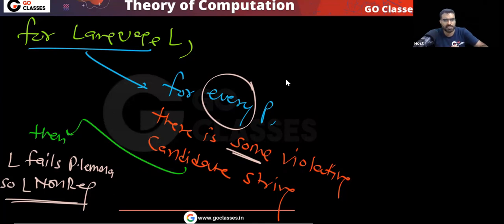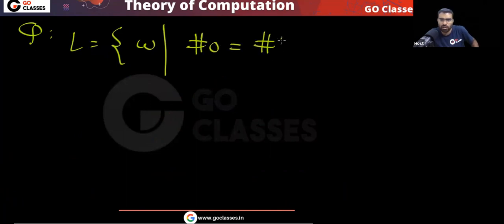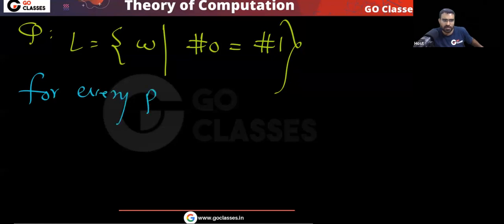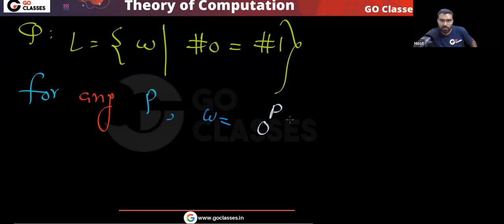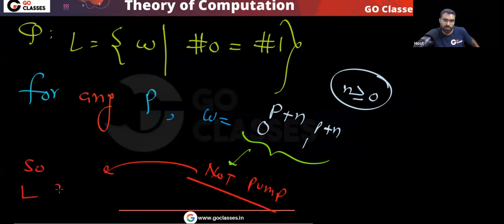Yes, that is correct, Rohit. Our language was: number of 0s equal to number of 1s. For this language, for any p, your choice, you can take the string 0 power p 1 power p. There can be more also, for example 0 power p plus n, 1 power p plus n, as long as n is greater than or equal to 0. This string will also violate, meaning it will also not pump. So L is non-regular; L fails the pumping lemma.